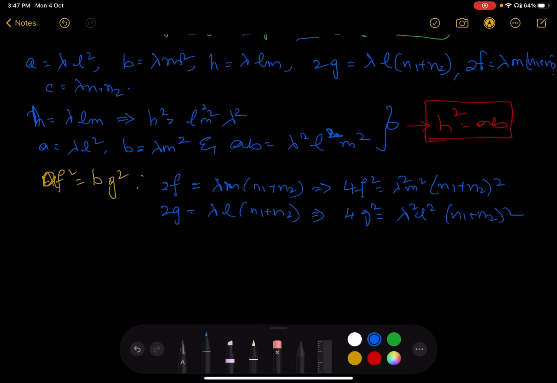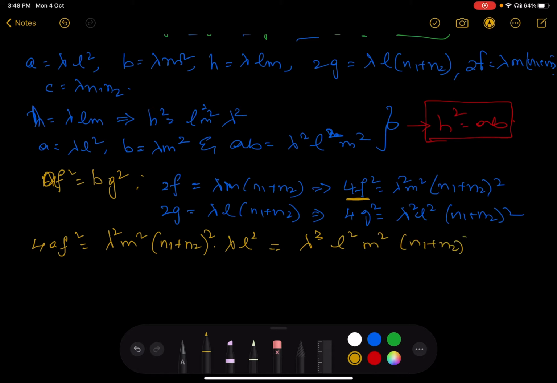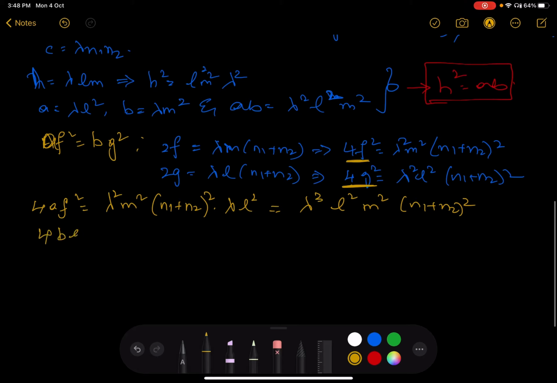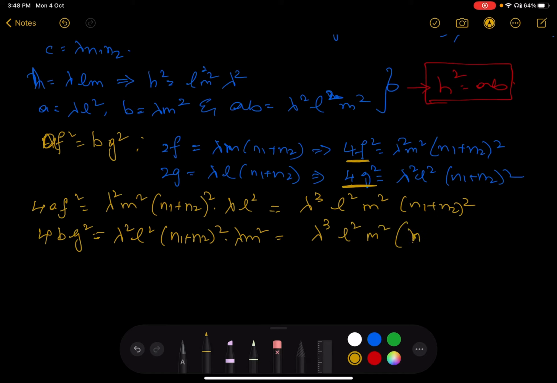Now let us multiply the equation 4f square with a. So 4af square is equal to lambda square m square (n1 plus n2) whole square into a. The value of a is lambda l square. So lambda l square, that will become lambda cube l square m square (n1 plus n2) whole square. Now let us multiply 4g square with b. So 4bg square is equal to lambda square l square (n1 plus n2) whole square into b, the value of b is lambda m square. So what we get here, lambda cube l square m square (n1 plus n2) whole square.